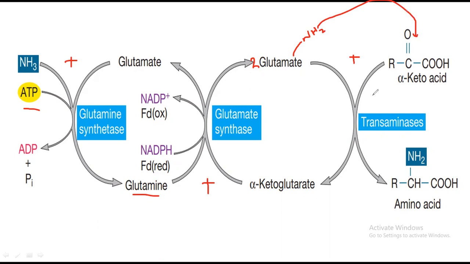Okay, and after that, with the help of transaminases, it can give its NH2 to another keto acid and give rise to other amino acids. So this pathway can also take place when the amino acids are not abundant. So this is the pathway when amino acids are present in the environment.